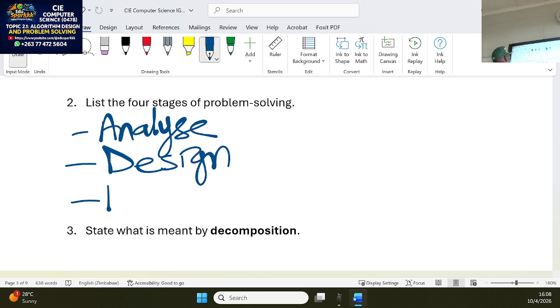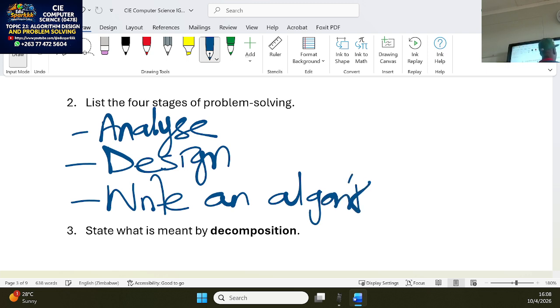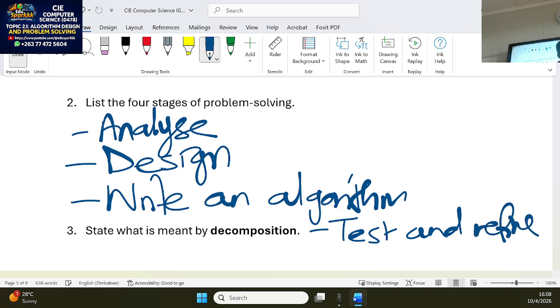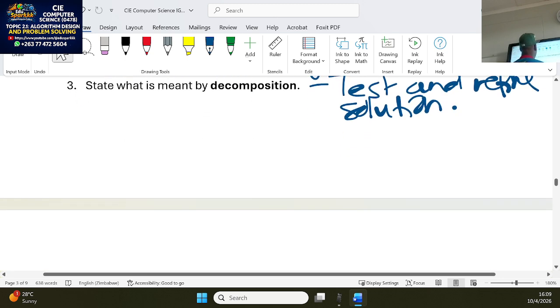The next is to write an algorithm itself. From writing the algorithm, I think the last part will be to verify if it's meeting the expected requirements. So this is test and refine the solution. So in other words, whatever you thought would be the best way of solving the problem, on the testing, you are checking using either extreme values to say, does the solution cater for all possibilities?